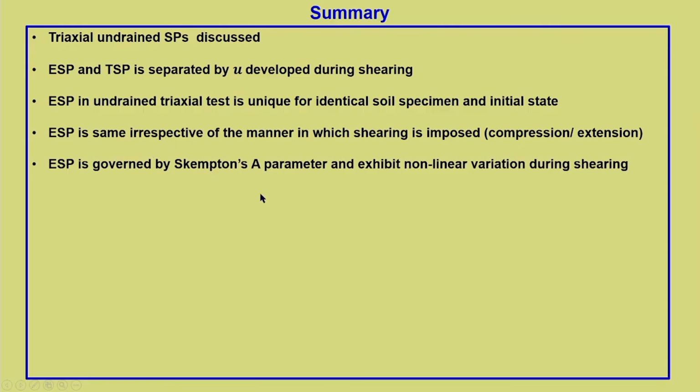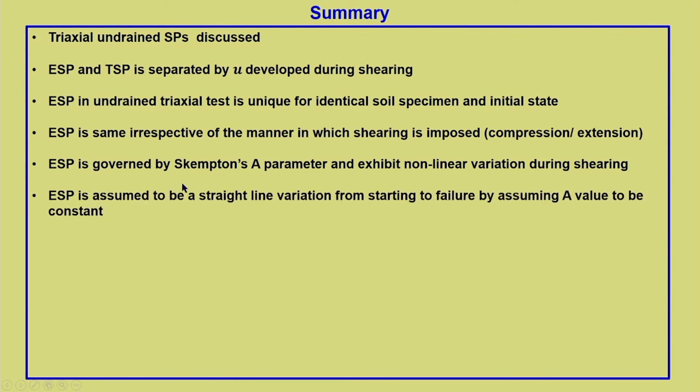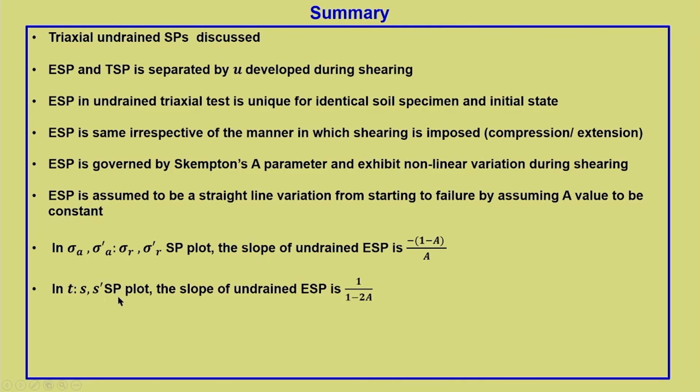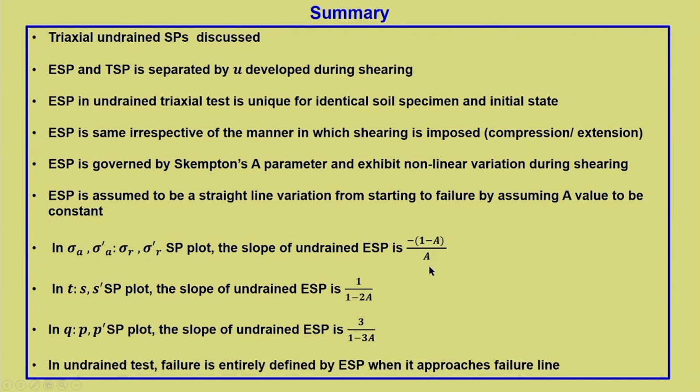ESP is governed by Skempton's A parameter and exhibits nonlinear variation during shearing, and ESP is assumed to be a straight line variation from starting to failure by assuming A value to be constant. In the sigma A dash, sigma r dash stress path plot, the slope of the undrained effective stress path is minus of 1 minus A by A. Now, in the t-s, s-dash plot it is 1 by 1 minus 2A, and in the q-p, p-dash plot it is 3 upon 1 minus 3A. So, these expressions are unique.